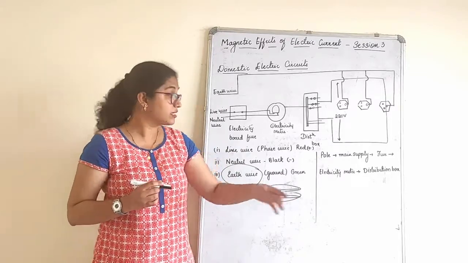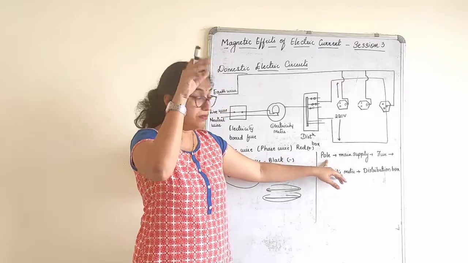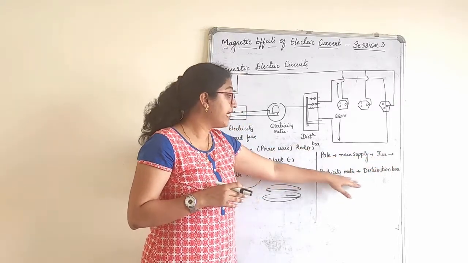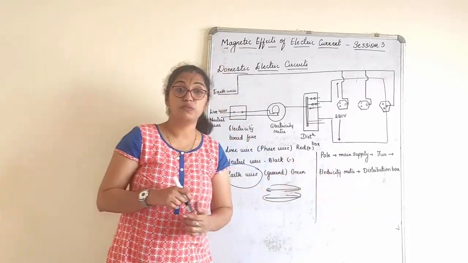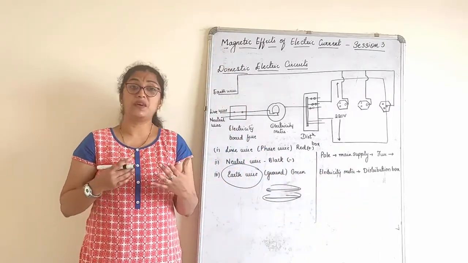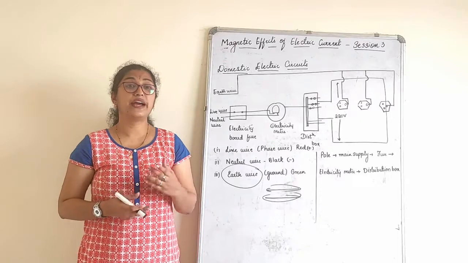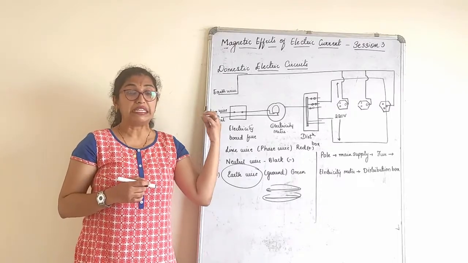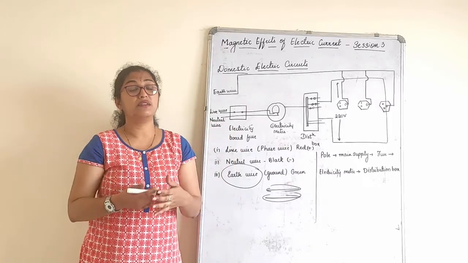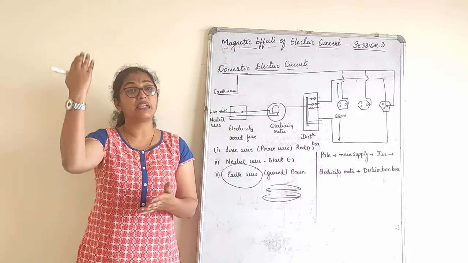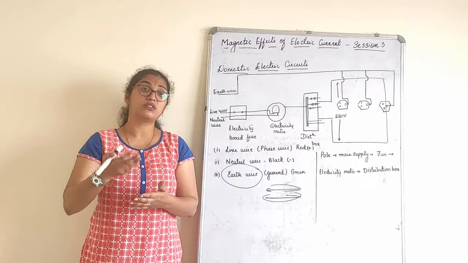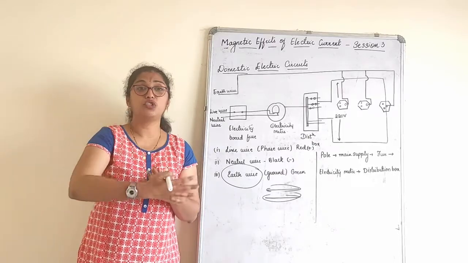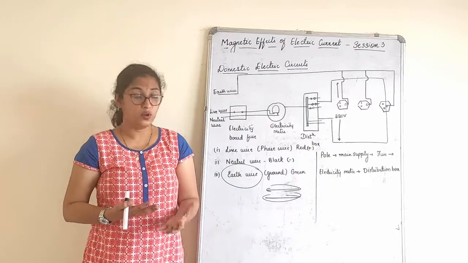See, where is this fuse connected? From the electric main pole to the main supply, then we have a fuse. Then we have the electricity meter and distribution box. Nowadays, in the latest trend, we also have MCB, miniature circuit breaker. In case a high current flows at any time, the circuit automatically switches off. That is why we call it that, so that no high current flows into our home.